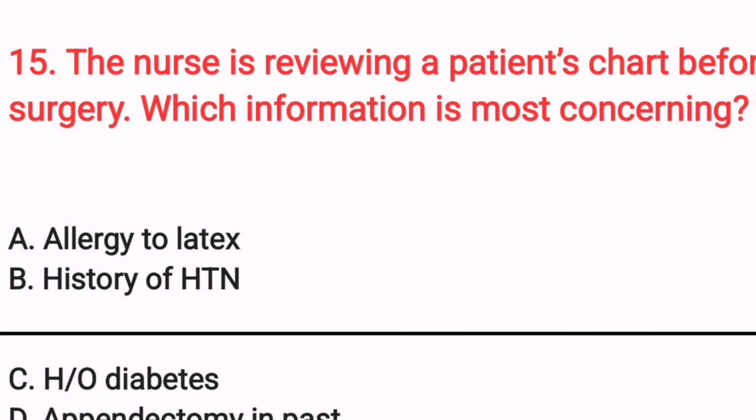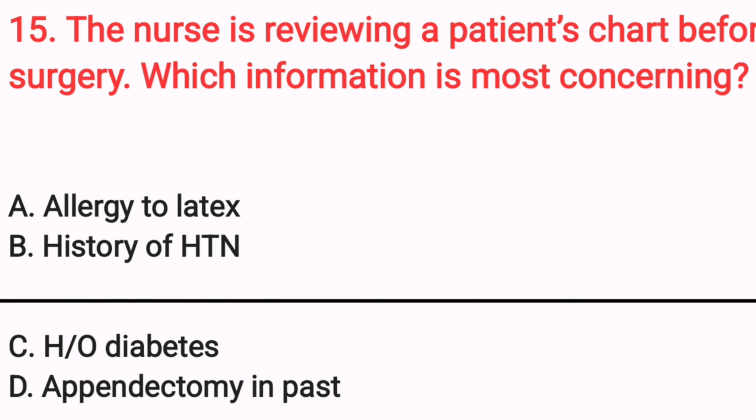Next, the nurse is reviewing a patient chart before surgery. Which information is the most concerning? Option A, allergy to latex. Option B, history of hypertension. Option C, history of diabetes. Option D, appendectomy in past.